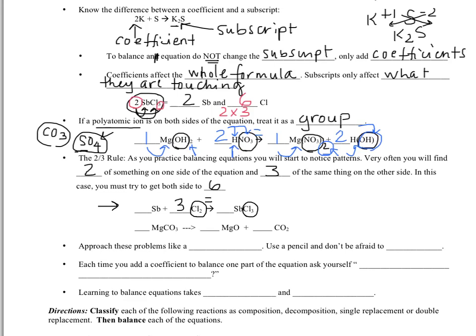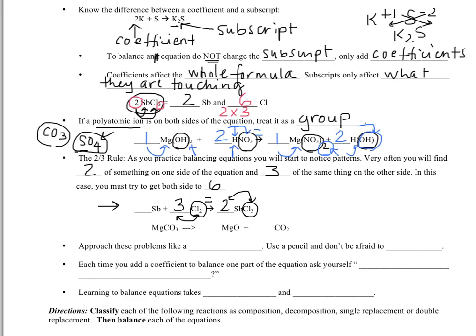If I put a 3 here, then that means this 3 and this 2 are both affecting the chlorine, so I'm going to have a total of 6 chlorines there. I got that side to 6. By a similar principle, if I put a 2 here, both the 2 and the 3 affect that chlorine. 2 times 3 is 6. I got 6 chlorines on that side.